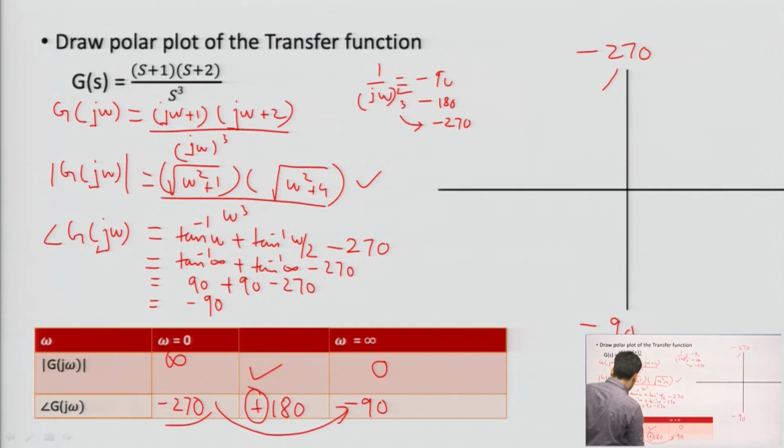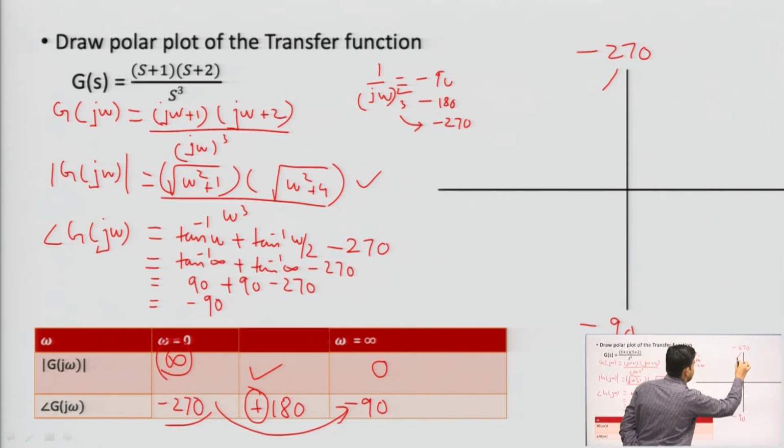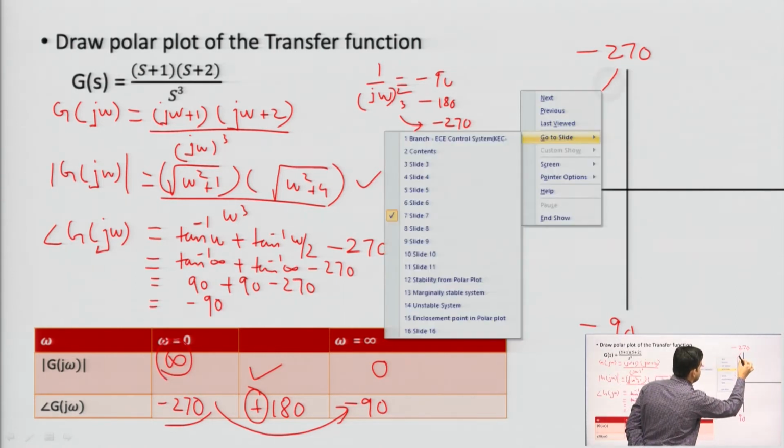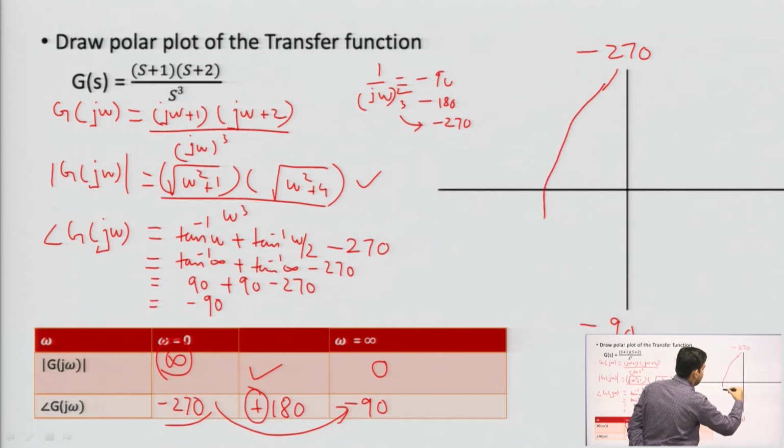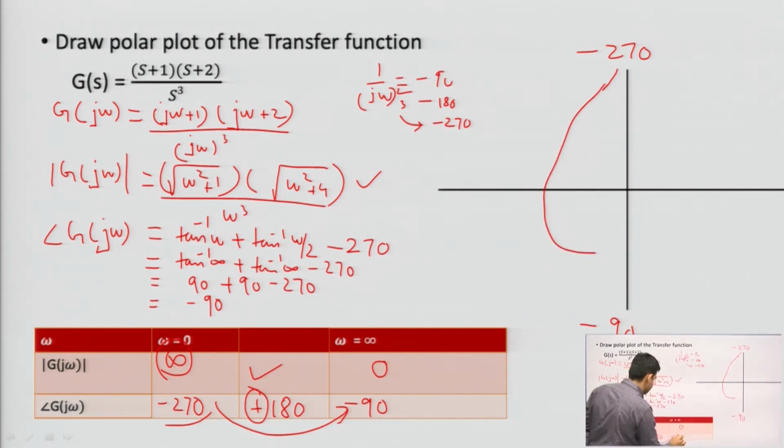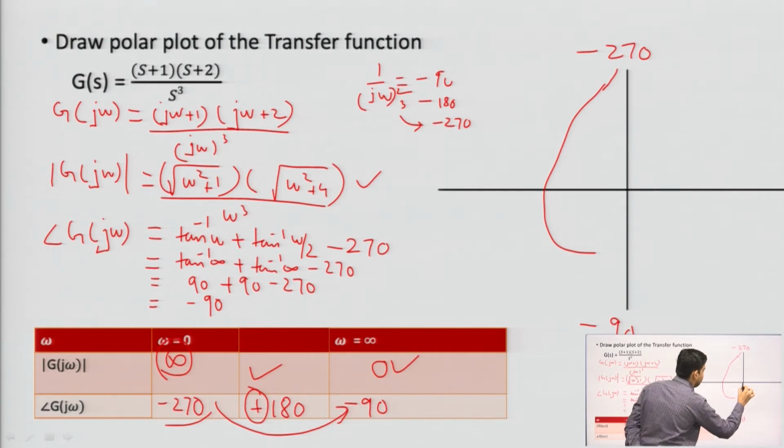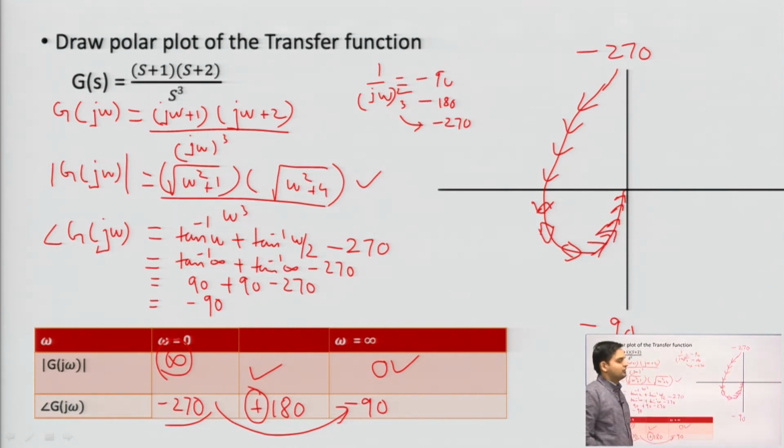The magnitude is infinity, so I can take any radius curve, and it will terminate at minus 90, where my mod is 0. So, I will touch the origin in the direction of minus 90, sorry, this will be the direction, I had drawn the opposite direction of it. Okay. So, this is the polar plot for this transfer function.